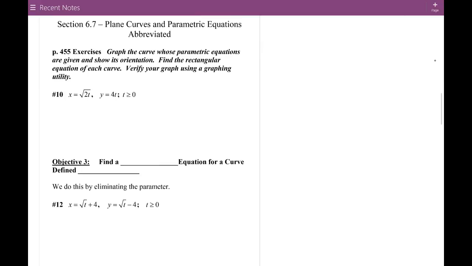Okay, so here's some exercises. We're supposed to graph the curve whose parametric equations are given and show its orientation, and then find the rectangular equation of the curve, and then verify using a graphing utility. So let's make a little table with x is going to be square root of 2t, y coordinates are going to be 4t, and our values of t are supposed to be greater than or equal to 0.